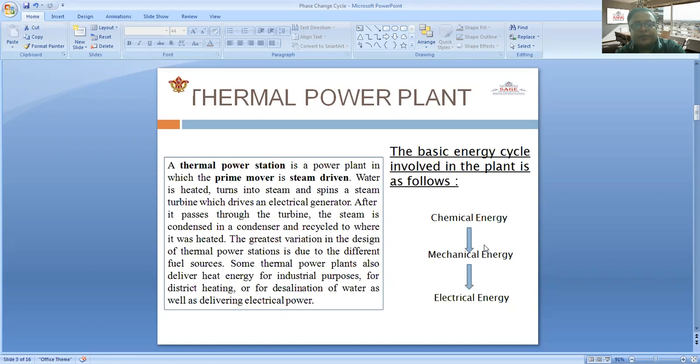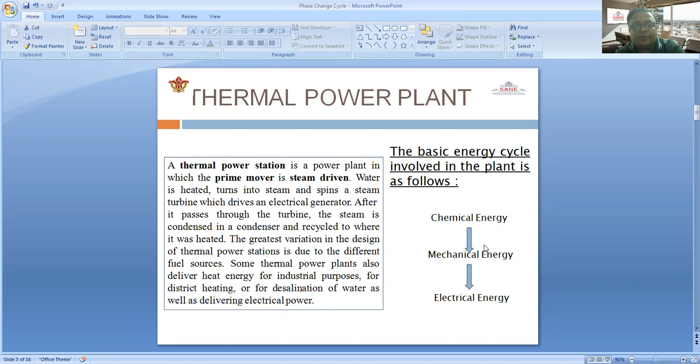The energy conversion rate is very fast, and the greatest variation in the design of thermal power stations is due to the different fuel sources, such as solid fuels and liquid fuels. Some thermal power plants also deliver heat energy for industrial purposes, for district heating, or for desalination of water, as well as delivering electric power. This is the main fundamental of the thermal power plant.